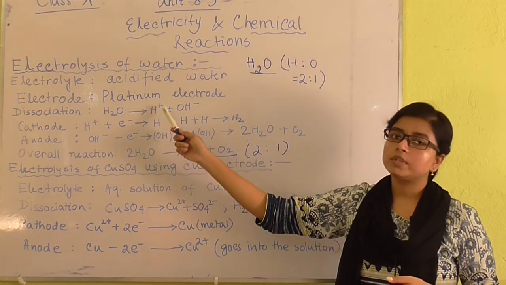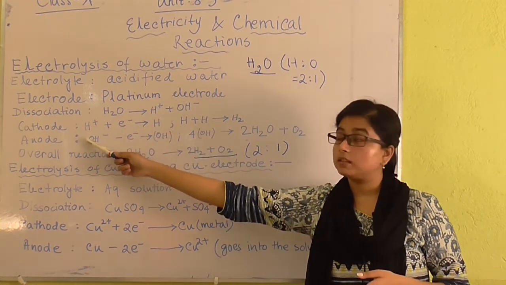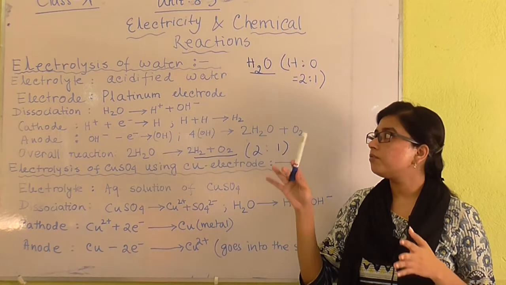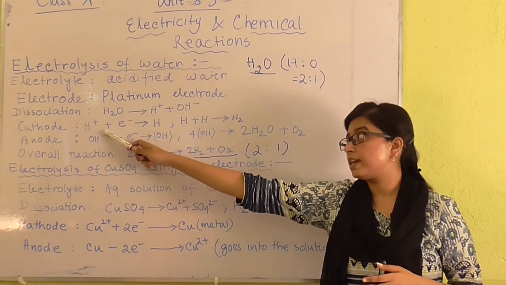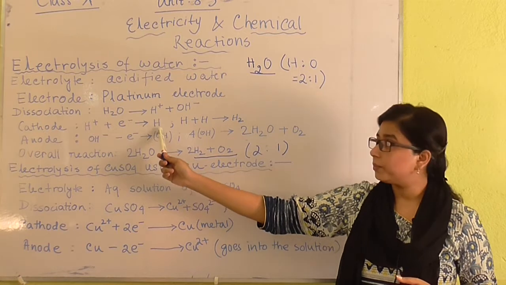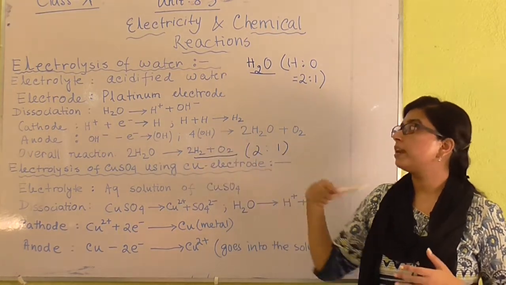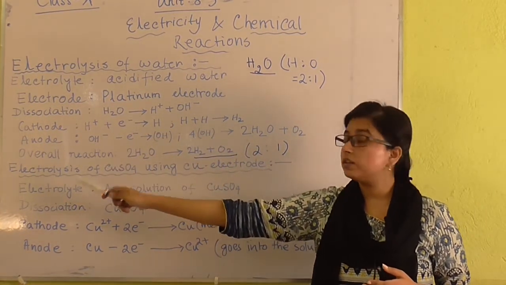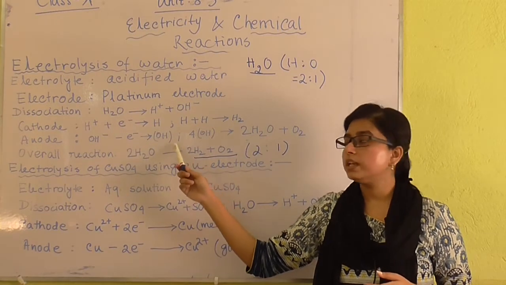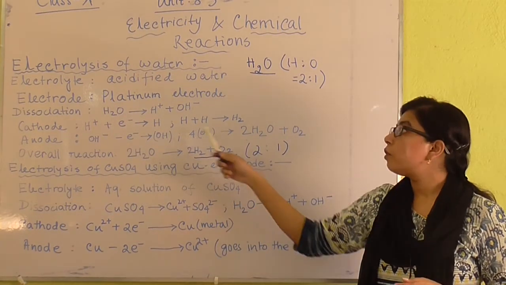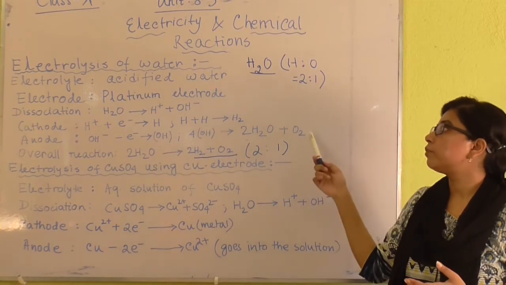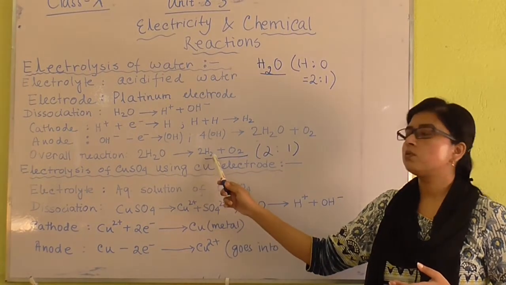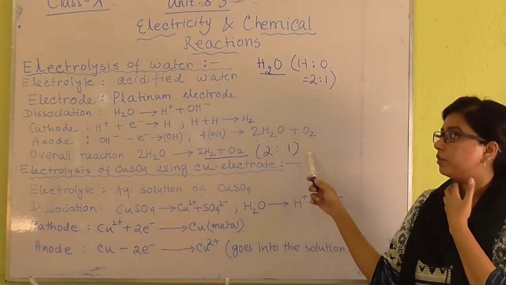All the cations, that means all the H plus ions, will move towards the cathode, and they will accept 1 electron for each H plus ion, and it will produce H atom. Then 2 H atoms can combine to produce hydrogen gas, and all the hydroxyl ions will move towards the anode. It will reject 1 electron, producing the functional hydroxyl group. 4 functional groups can combine and they can produce water and oxygen, and the overall process is 2H2O equals 2H2 and O2, maintaining the 2:1 ratio.